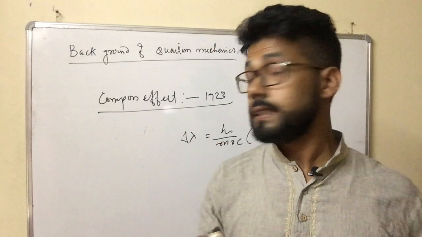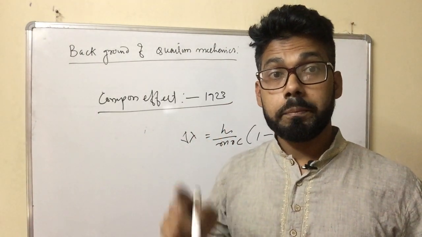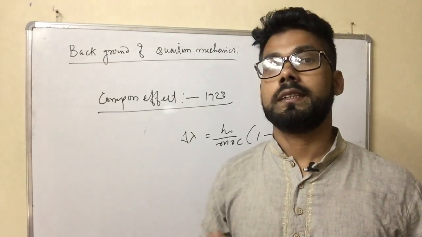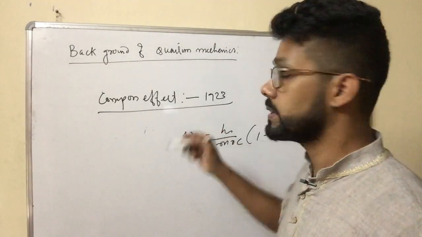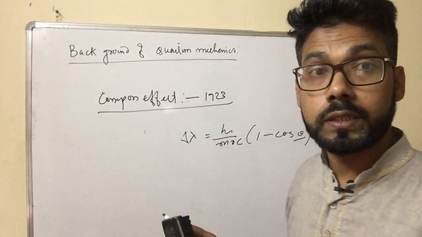So this Compton experiment evinces the particle behavior of the radiation, and in this experiment the photon is considered as a particle. That is in 1923.